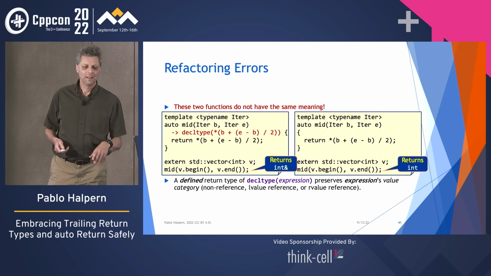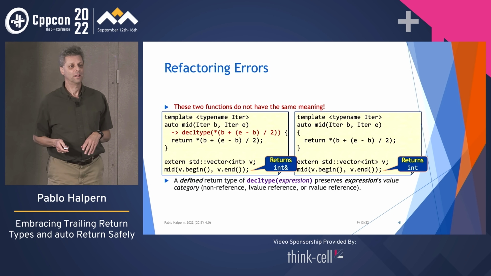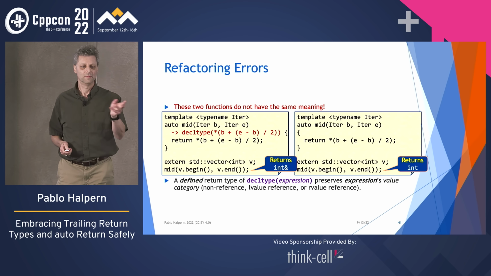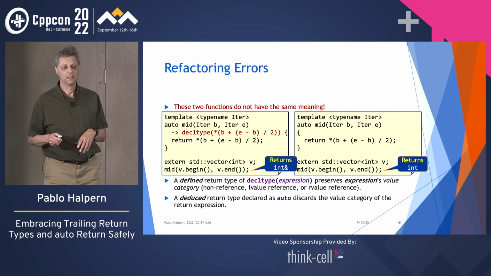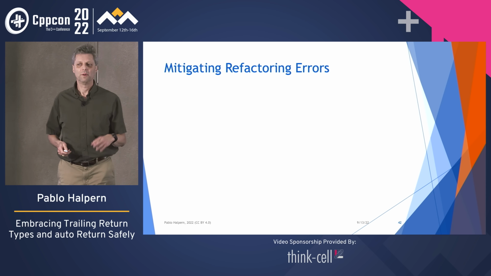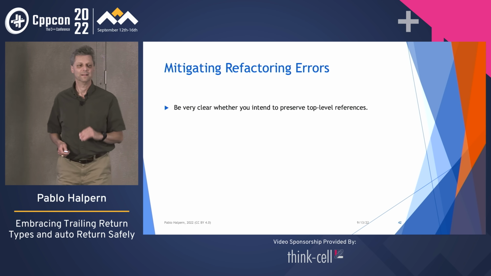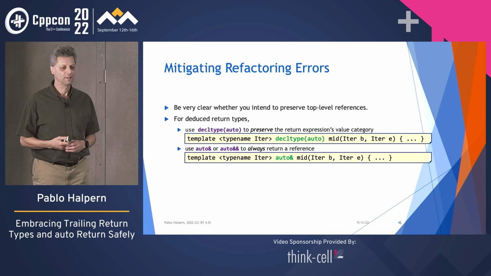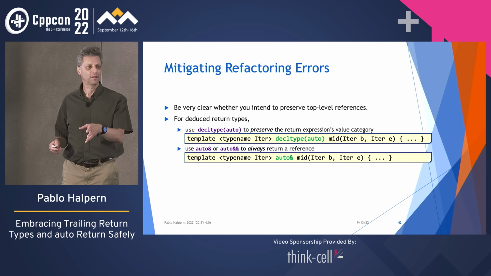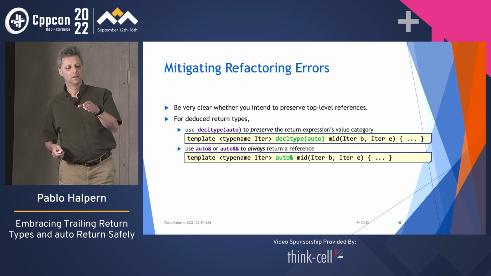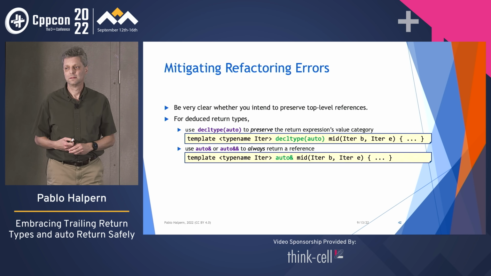So this is what I just said, that if you use a defined return type that uses the decltype operator, you're going to preserve the value category of the return, whereas a deduced return type, unless you use decltype(auto), will discard it. So how do you mitigate this particular problem? Well, again, you have to pay attention to what you're trying to do. Am I trying to return a possible reference or not? Then figure out what the mitigation strategy is. If you're using a deduced return type and you want to preserve the value category, then use decltype(auto). If you want to always return a reference, use auto& or auto&&, depending on what you want to return. Right? You decorate that.